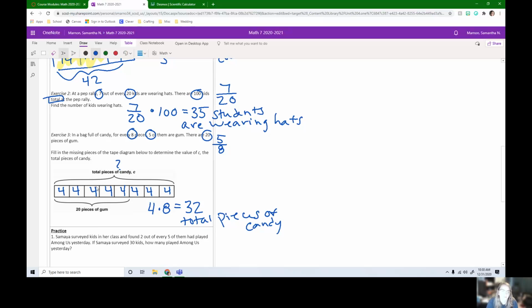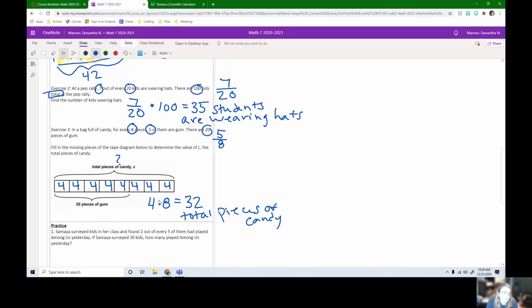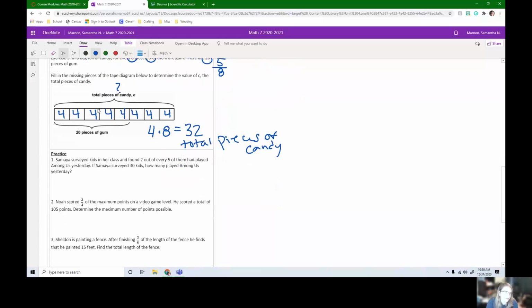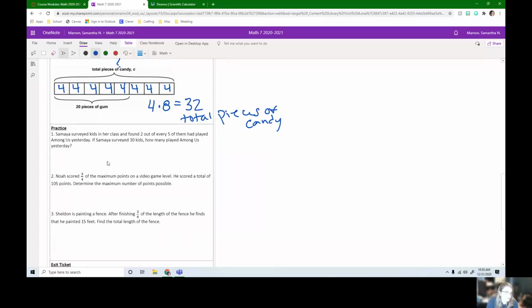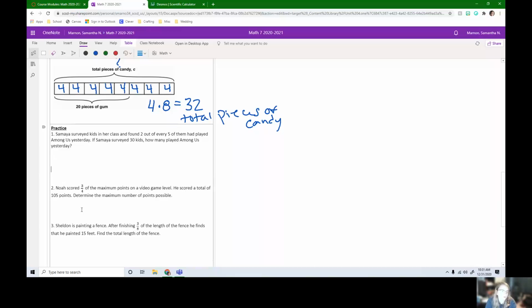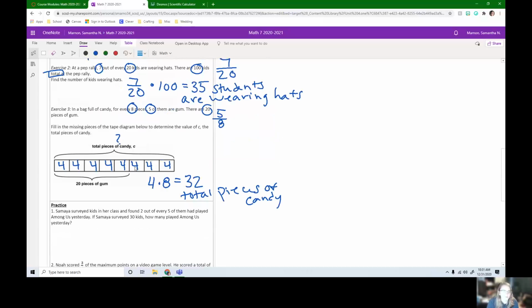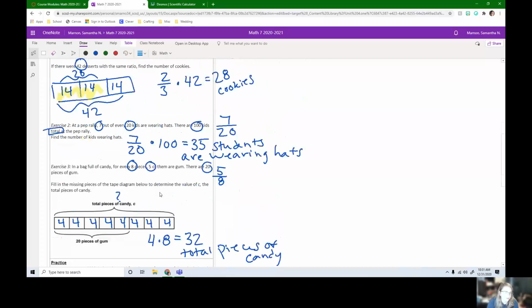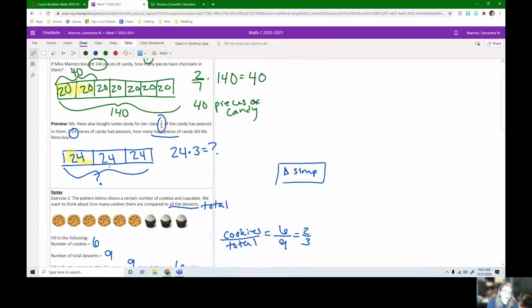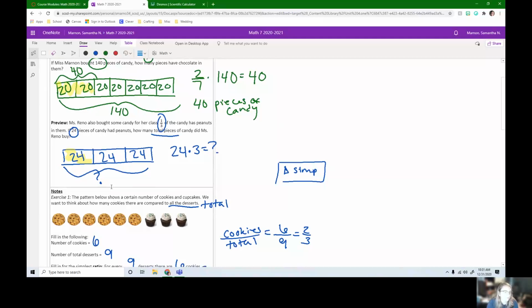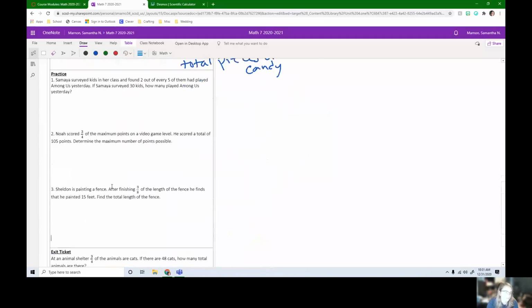And we can talk more about how we can get this using math later. So you can use tape diagrams for all of these problems. We got fifths, fourths, and eighths. So those are pretty easy tape diagrams to do. If you need more room, just go like this. Your goal is to find the total like we did here. If you wanted more practice, did you figure out what the total is here in the preview? How many pieces of candy did Miss Reno buy?